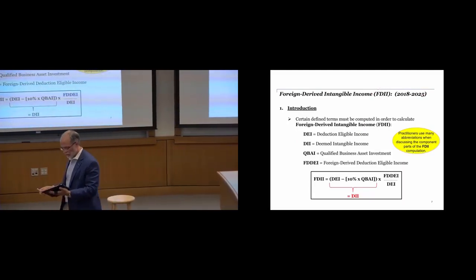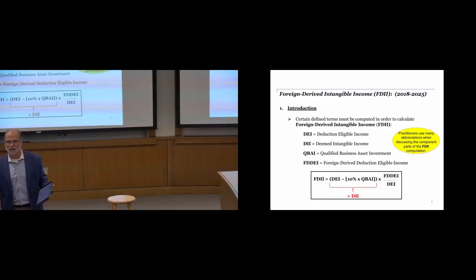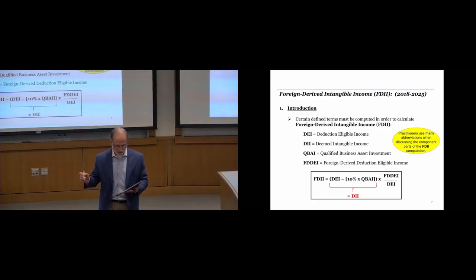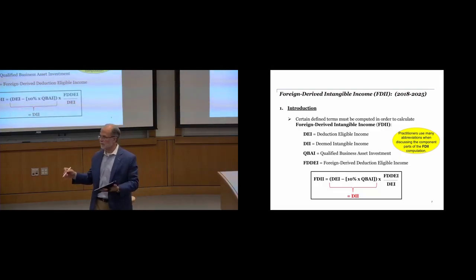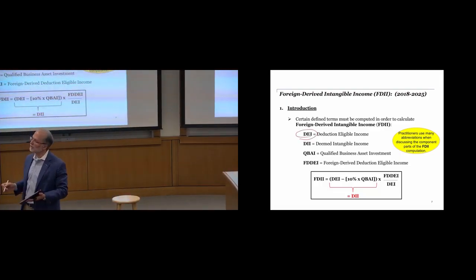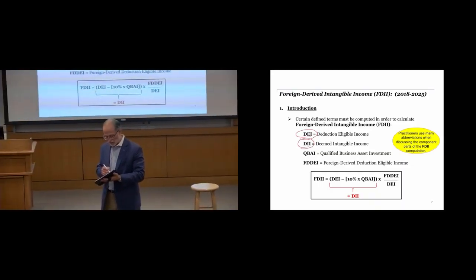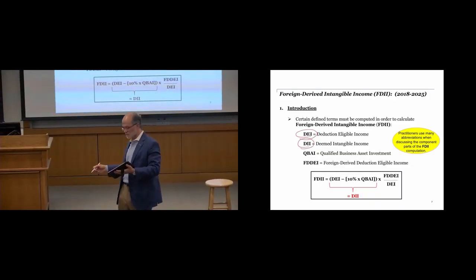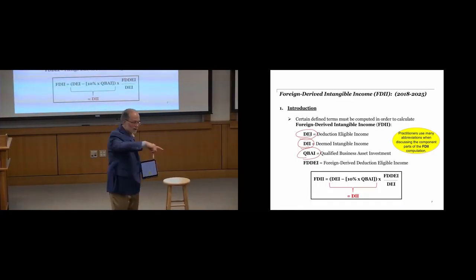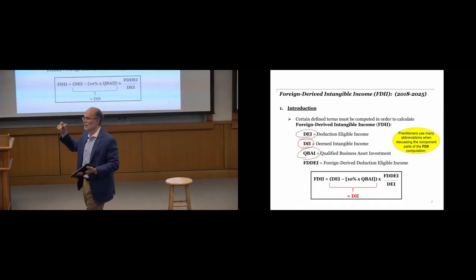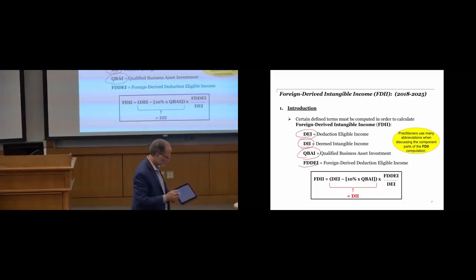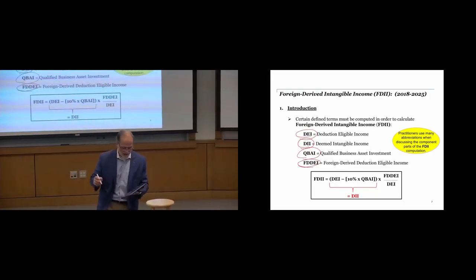Okay, so here's our alphabet soup that we're going to have to go through. Certain defined terms must be computed in order to get the FDII. First we've got to do deduction eligible income. We've got to do deemed intangible income. Then we do QBI. If you remember that QBI number, our definition is the same as GILTI. That's our tangible assets. And that's going to get my FDDEI.